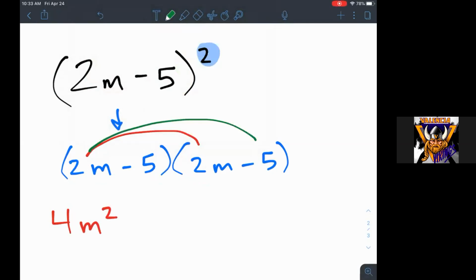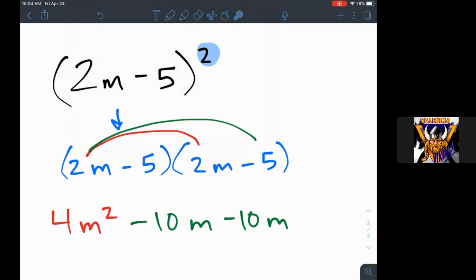Outside times outside. 2m times -5. Let's multiply the numbers first. 2 times -5 gives me -10. M just drops down, comes along for the ride because it had no other like term. Same thing here. -5 times 2 is -10. M comes down for the ride. No like terms again to multiply with.